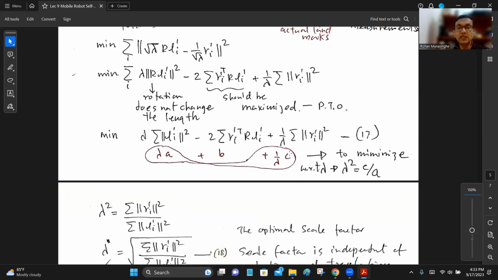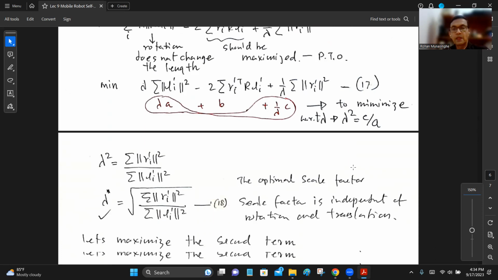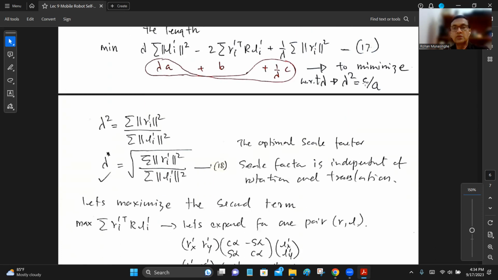So whatever you have here, second term, that is c, that is summation of ri dash square over summation of li dash square, that is lambda square. So we are now getting an equation for lambda, right? Is that clear to you? C over A. C is this one, sorry, with the summation, and A is this one.